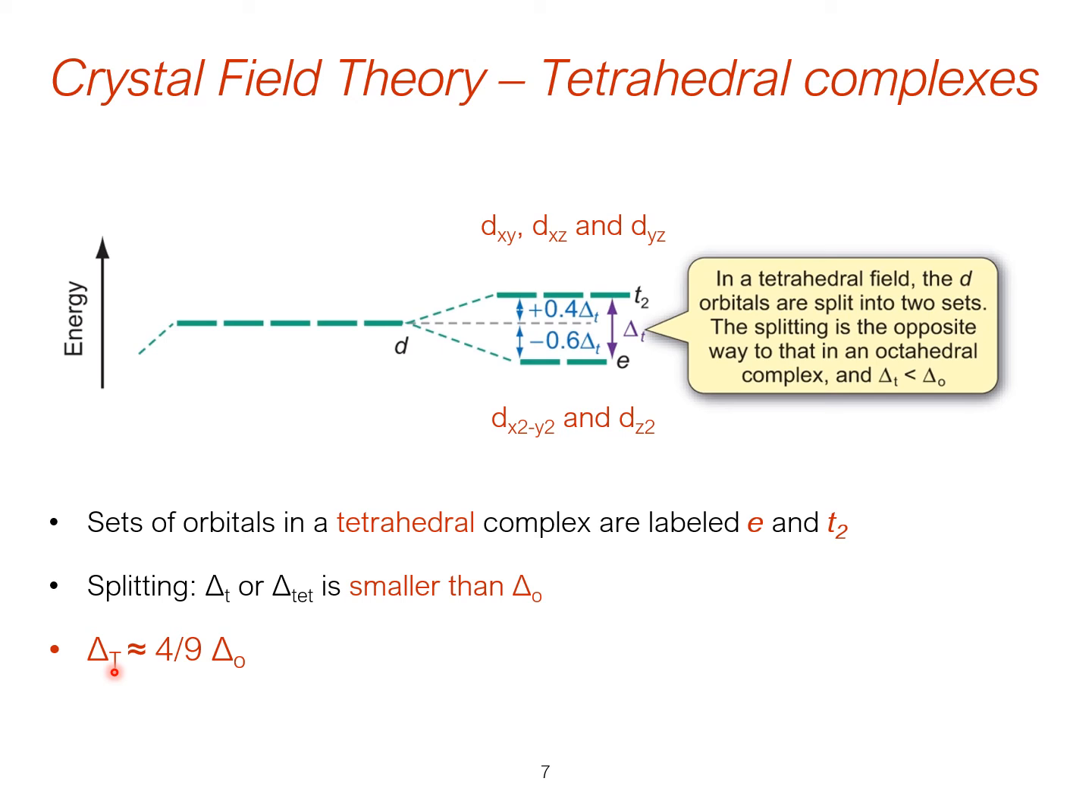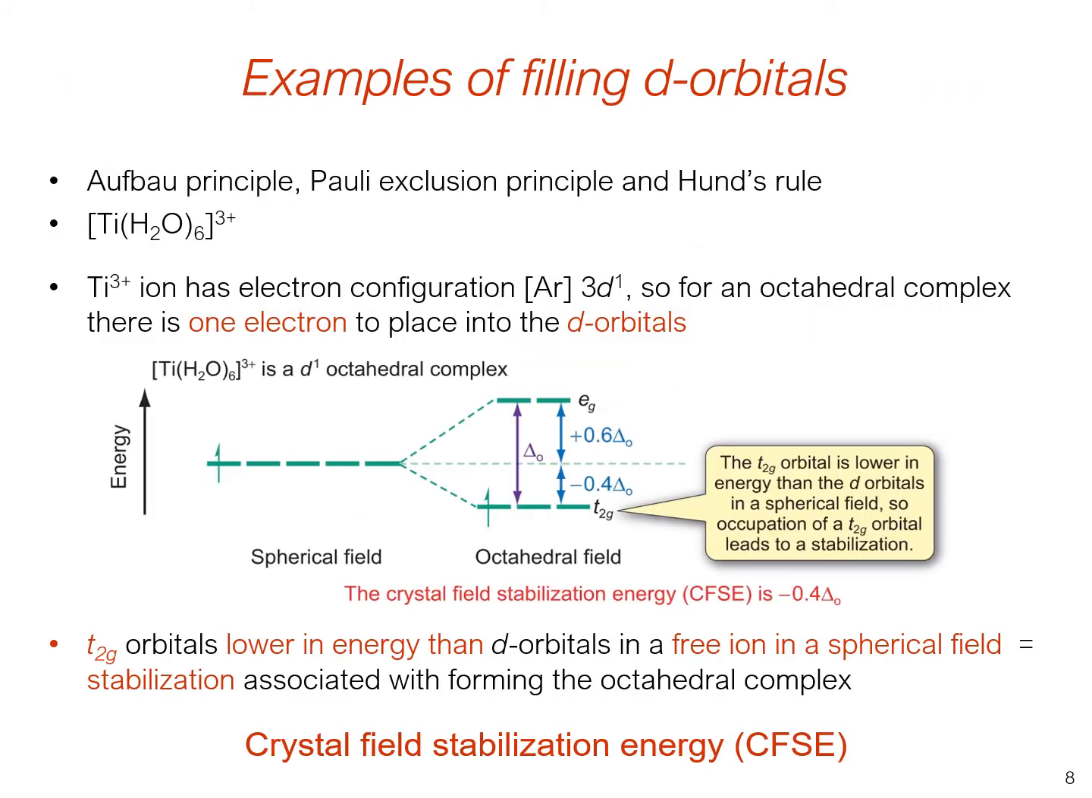This is important later on because when we're looking at which geometry is more stable, it means we can convert a value of delta T to that of delta O, and then we can compare values. So now we know how the orbitals have split, what the d orbitals look like. It's time to know how to put the electrons from the metal in those d orbitals. And we've done this throughout the course, filling orbitals. And this is no different.